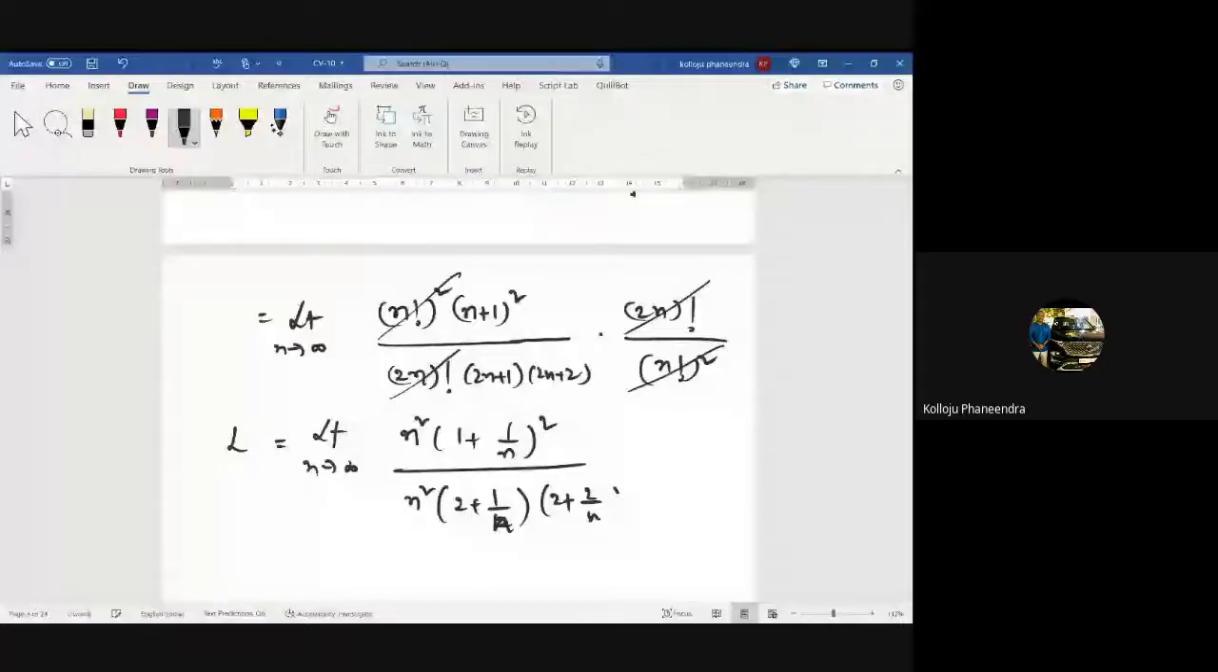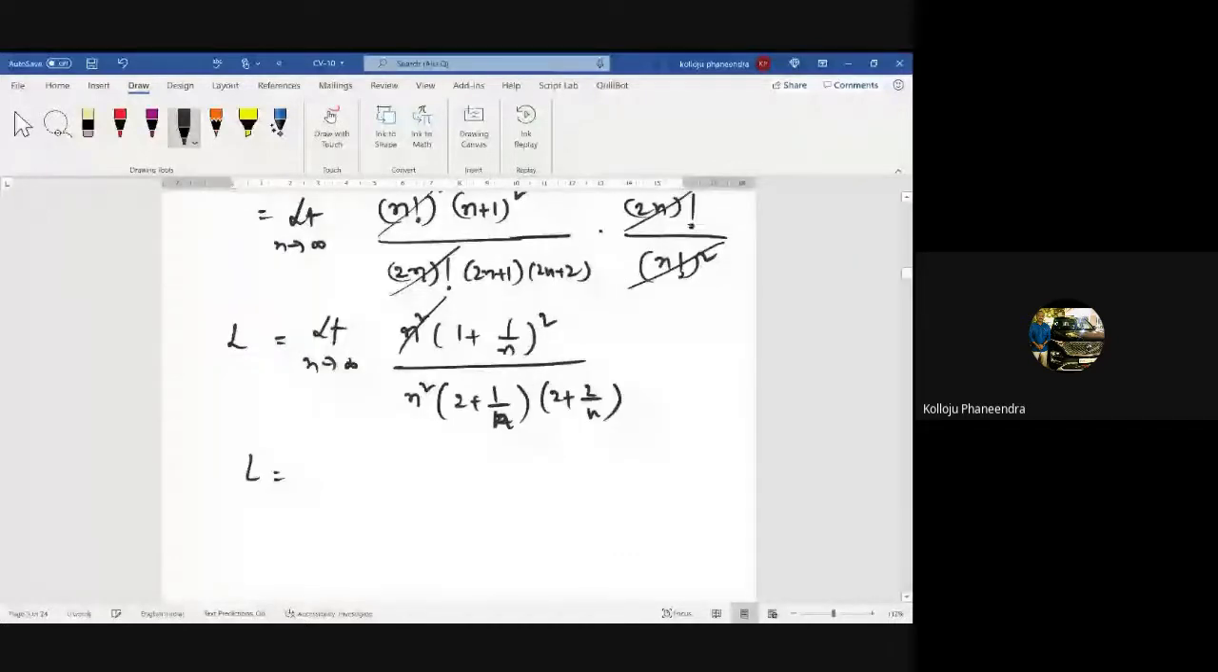For the remaining part, I have to apply the limit value. Limit n tends to infinity, this is (n+1) whole square. Let me take n common. So (1 + 1/n) whole square, and also (2 + 1/n) and (2 + 2/n). Done. So after applying the limit, what am I getting? 1 by 2 times 2, since 1/n value is 0 as n tends to infinity. So L equal to 1 by 4.